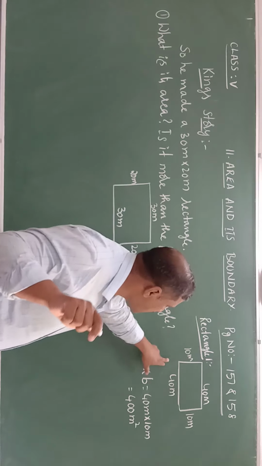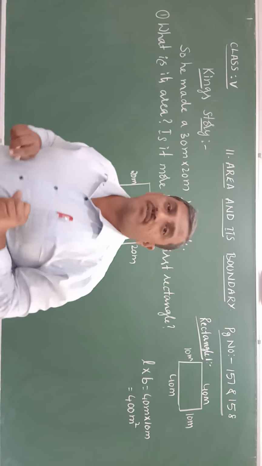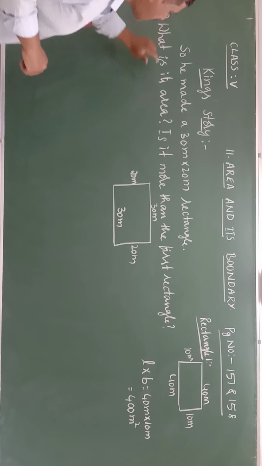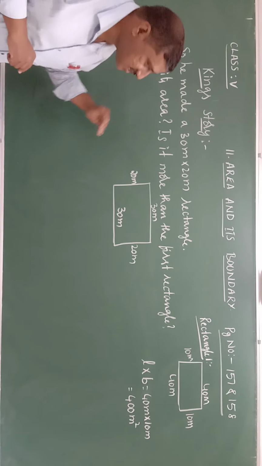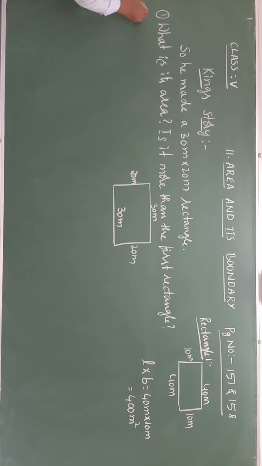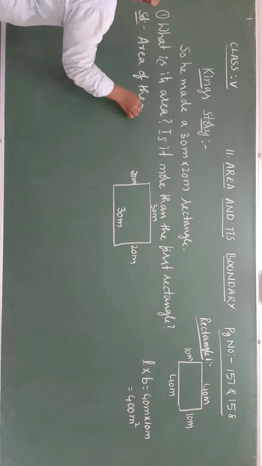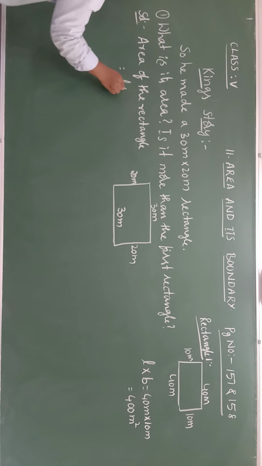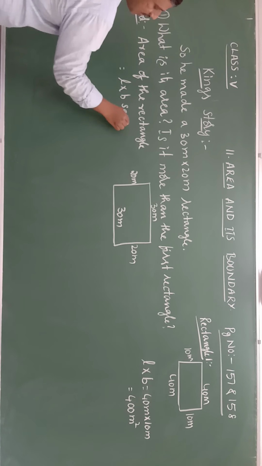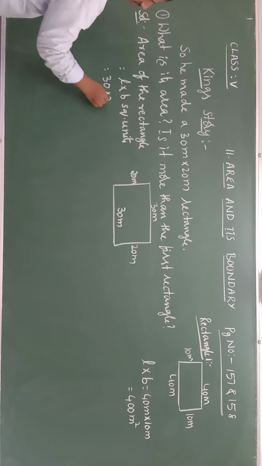The first rectangle has 10 meters as the width and 40 meters as the length. Then what is its area? Is it more than the first rectangle? So first let us find the area of the second rectangle. Area of the rectangle is equal to length into breadth square units. Here the length is 30 meters and the breadth is 20 meters.